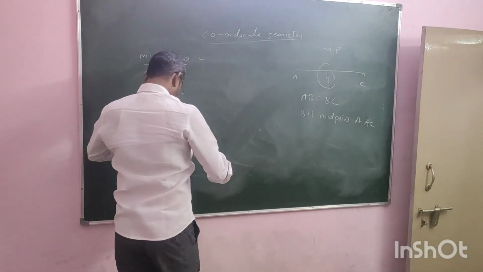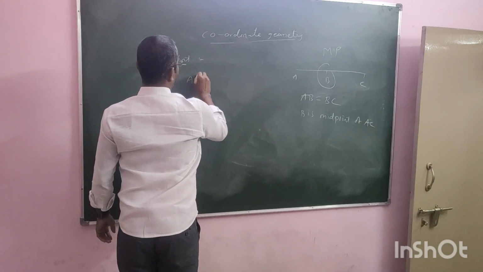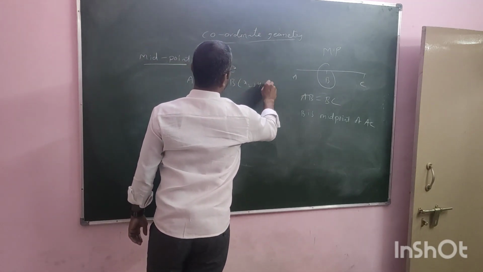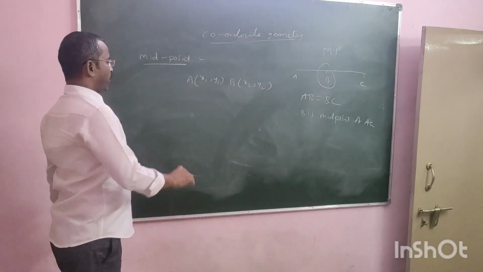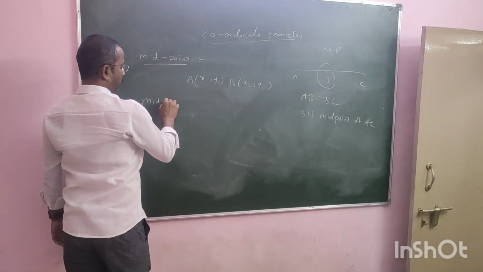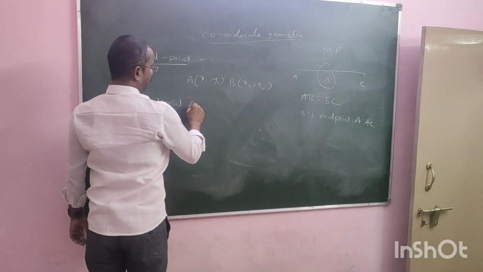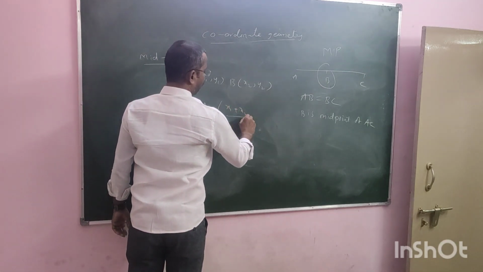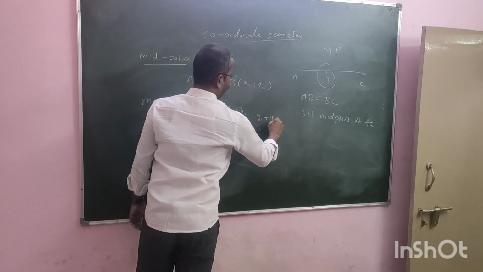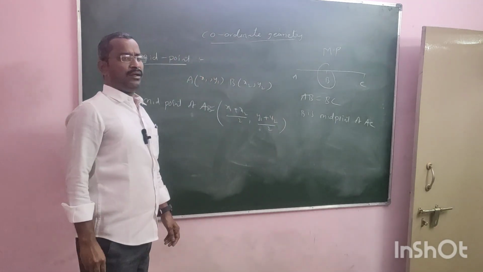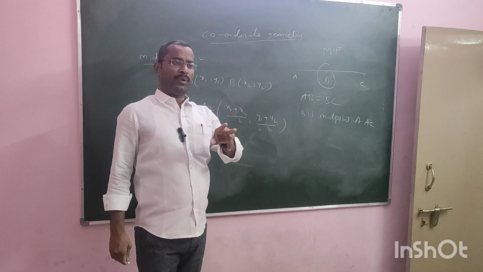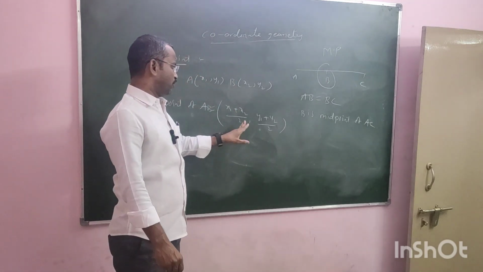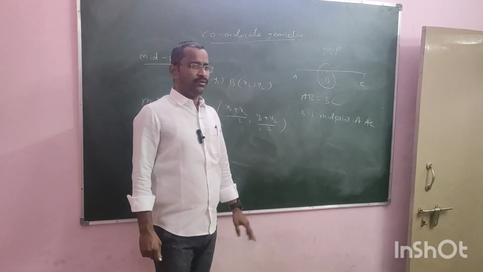What is the formula? If it is given, for example, A of x1 comma y1, B of x2 comma y2, to find out the midpoint of AB, what do you find? x1 plus x2 by 2, y1 plus y2 by 2. That is, the sum of the first two coordinates by 2, comma, the sum of the second two coordinates by 2.